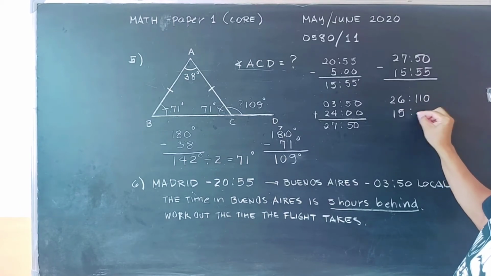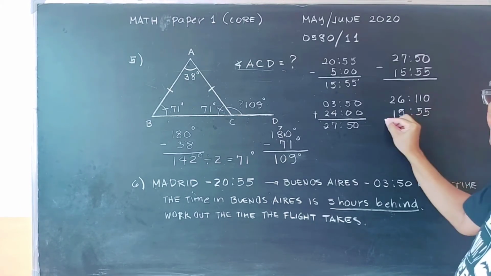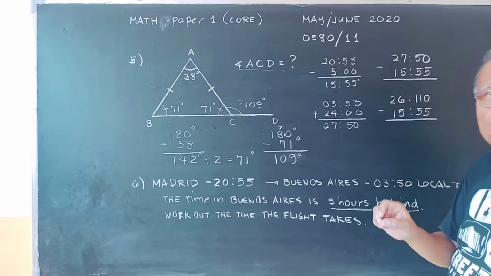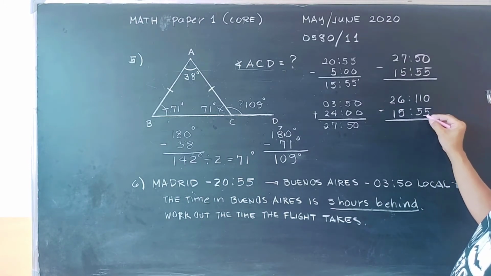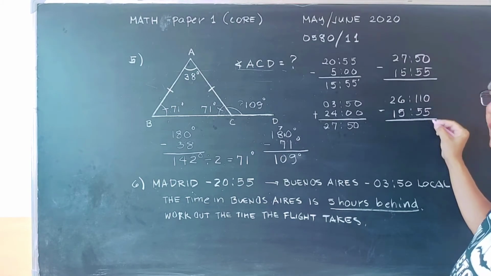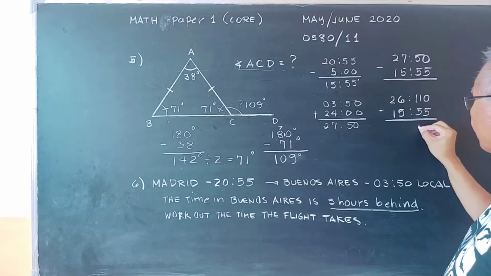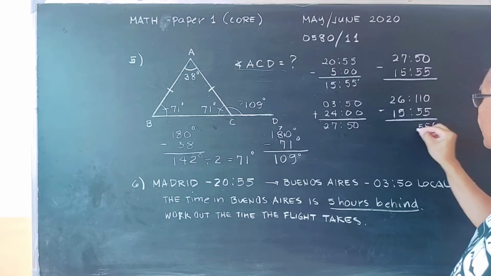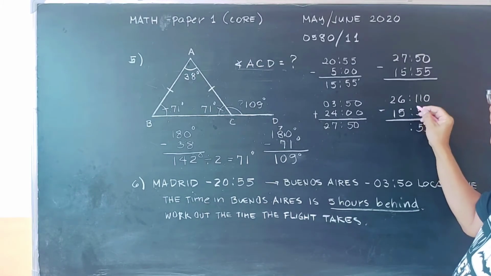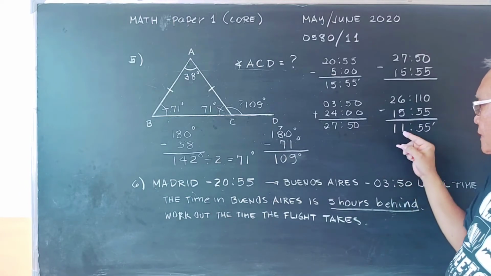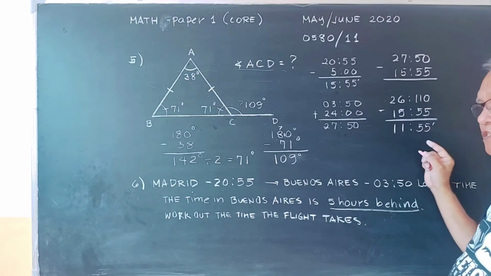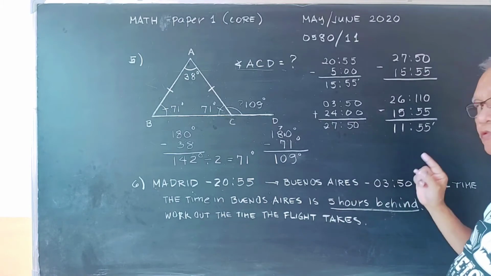And this one is still 15:55. Okay, we subtract now. We can subtract because 55 is smaller than 110. So subtracting 55 from 110 gives us 55 minutes, and then hours minus hours, so we have here 11. So it takes 11 hours and 55 minutes to fly from Madrid to Buenos Aires.